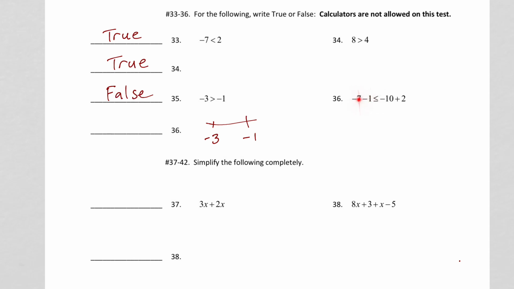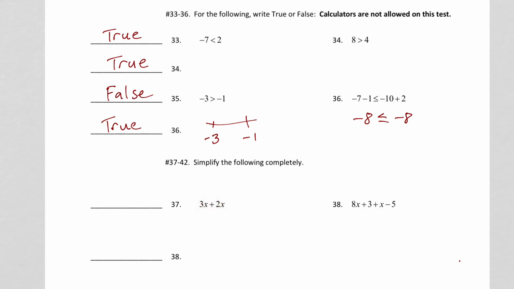Over here, negative 7 plus negative 1, or negative 7 minus 1 is negative 8. Negative 10 plus 2 is also negative 8. If this were just a less than, I'd say false. But because it's a less than or equal, and these are equal, this is true.